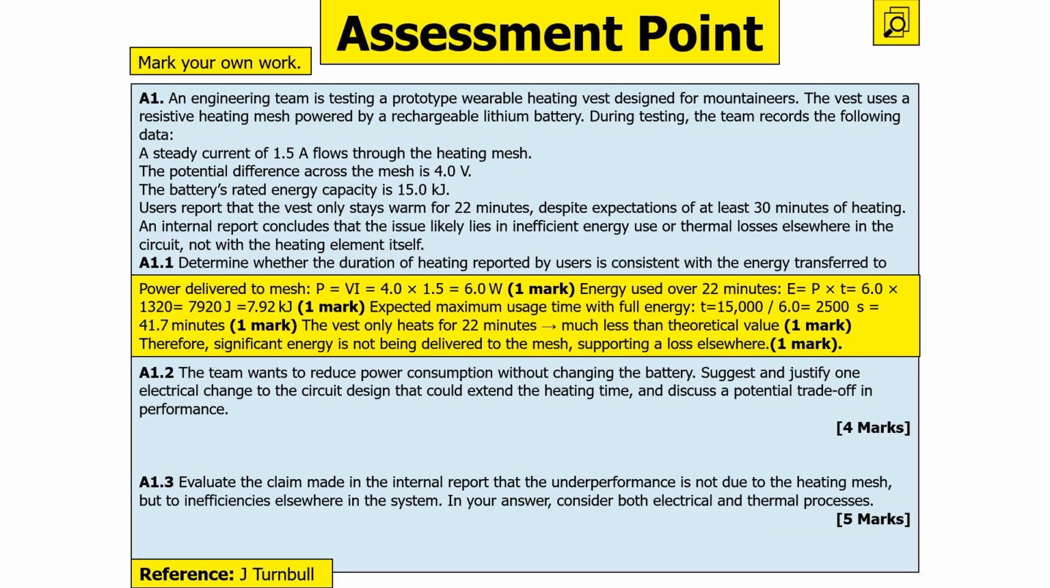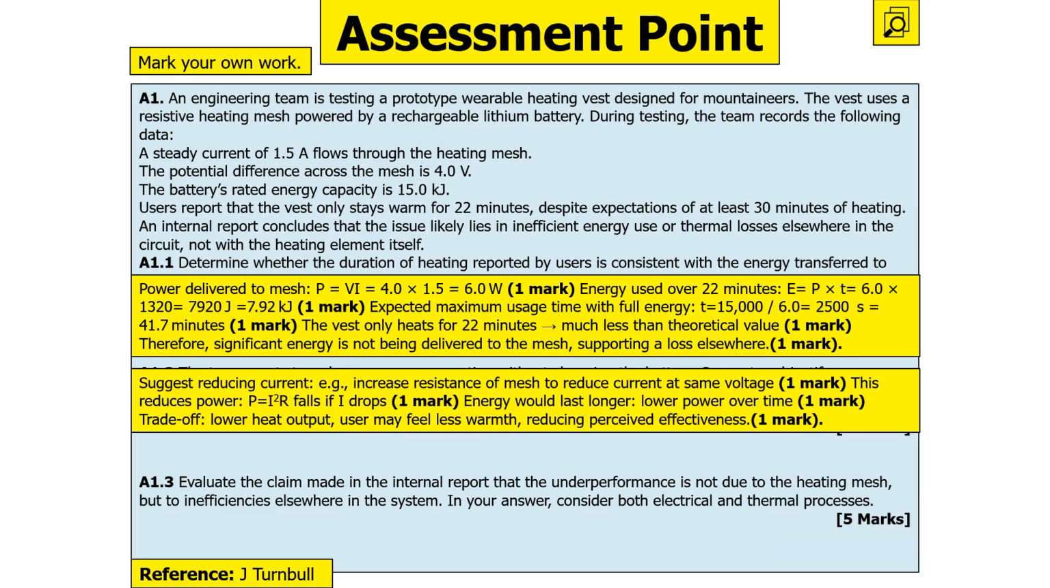That's going to be 2,500 seconds, which is 41.7 minutes when you work it through. So what that tells us is that the heating vest only heats for 22 minutes, much less than the theoretical value. So therefore, significant energy is not being delivered to the mesh, which supports that there must be a loss elsewhere. Now, how could you then reduce the power consumption without changing the battery? You've got to think of a suggestion of reducing the current. So you could think about increasing the resistance of the mesh to reduce the current whilst keeping the voltage of the battery the same.